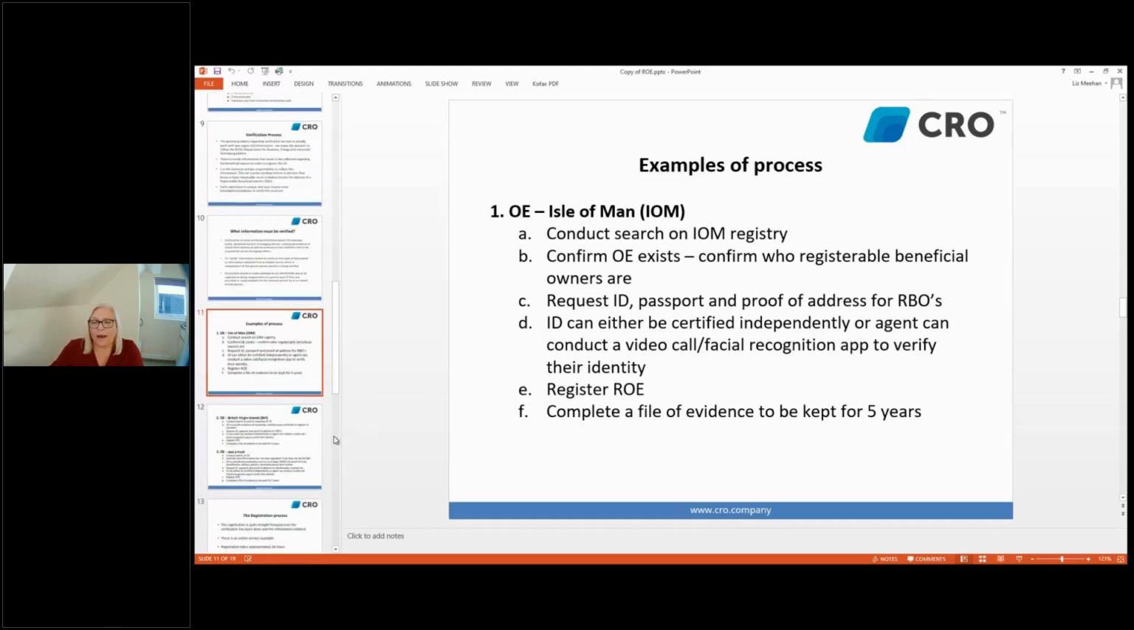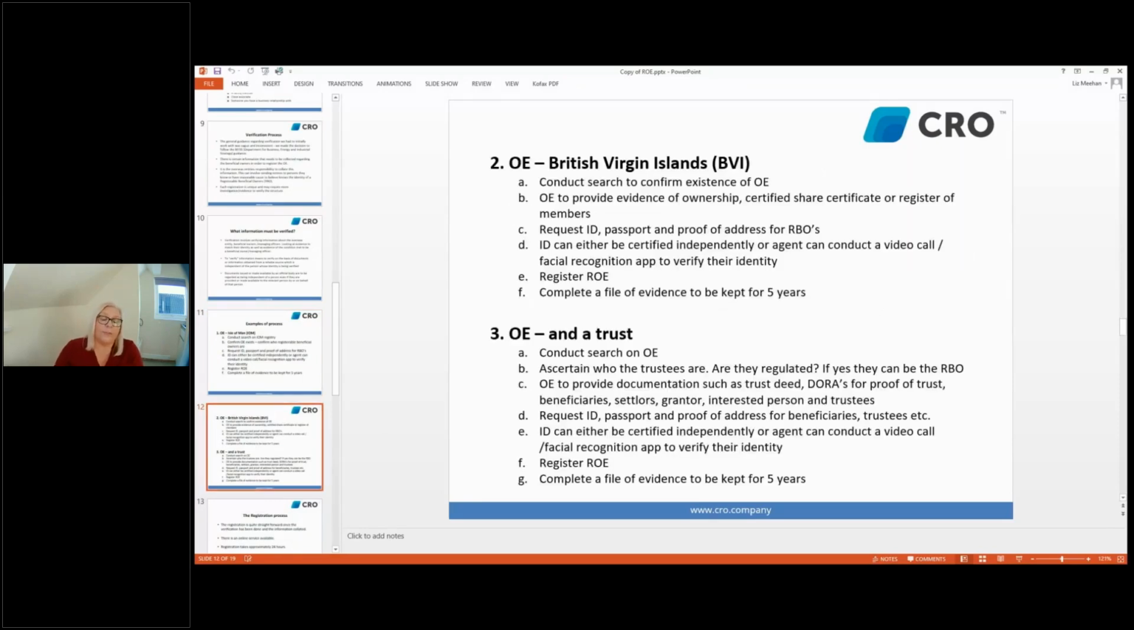So the Isle of Man's quite a good one, not too difficult to be able to do. A lot of companies we've found have been registered in the BVI, where it's a lot more difficult. We can confirm that that overseas entity exists, but then it's down to the overseas entity to provide proof of ownership, and that can be difficult to obtain. There's usually agents acting in the BVI. You've got time differences.